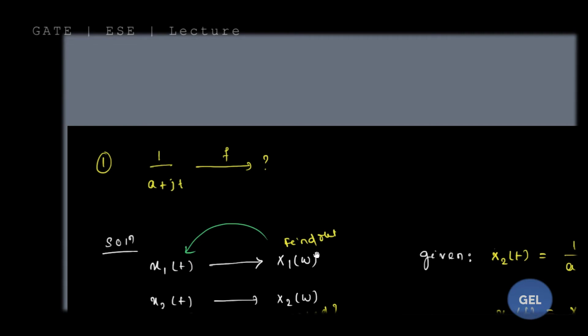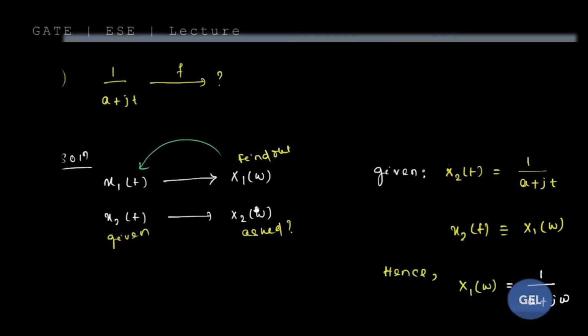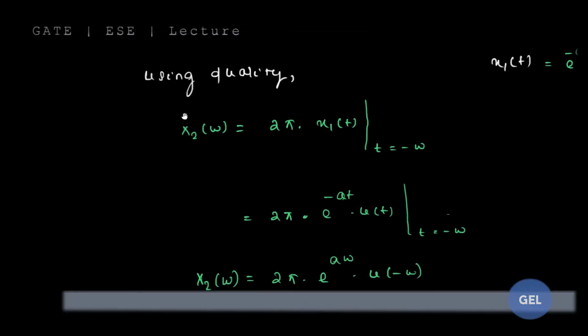Clear? First, you need to write down this format. Then you need to have clarity on these things: you have x2(t) that is similar to x1(omega), and from x1(omega) you find x1(t). And once you have the x1(t) value, you put in the duality formula: x2(omega) will be nothing but 2 pi into x1(t) at t equals minus omega.